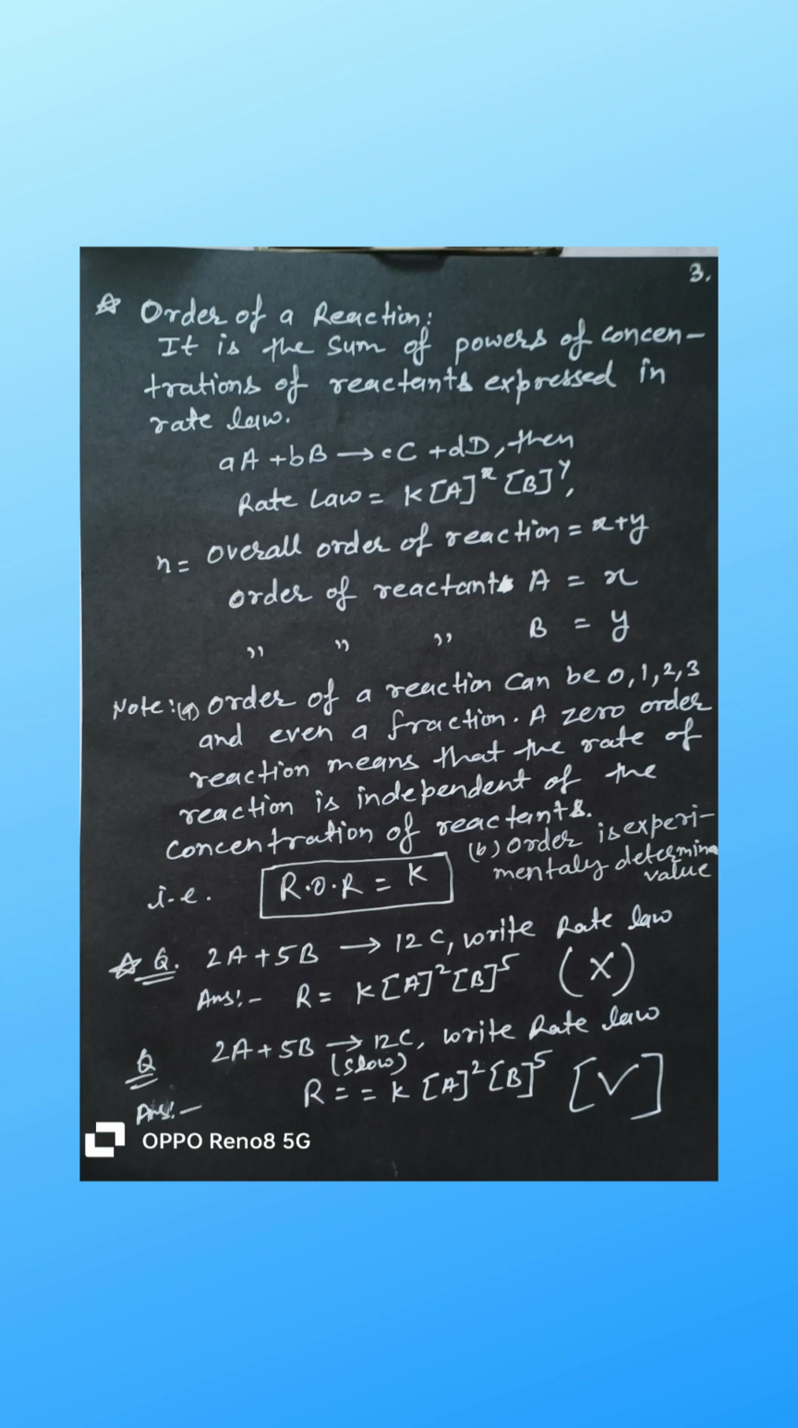The power of concentration of A is called the order with respect to A, the power of concentration of B is called the order with respect to B, and the sum of these powers is called the overall order of the reaction. Do not confuse order with molecularity. Molecularity is taken from a single reaction step, but order is taken from the rate law and is determined experimentally.